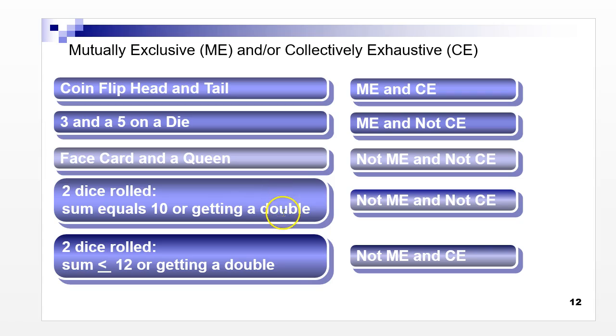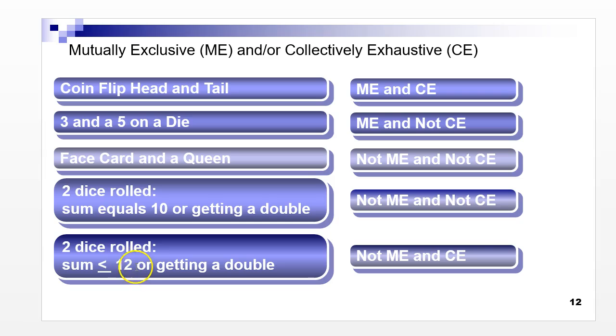Getting a double. Can getting a double happen at the same time as something equal to 10? All right. So that can happen because a double could be the 5, 5, and that would equal 10. So they're not mutually exclusive because more than one of these can happen at the same time. The two 5s, they do equal 10, and it's not the entire set as we talked about earlier because the sums can be greater than 10 if you had the whole set.